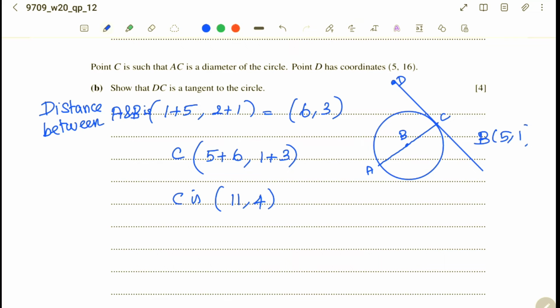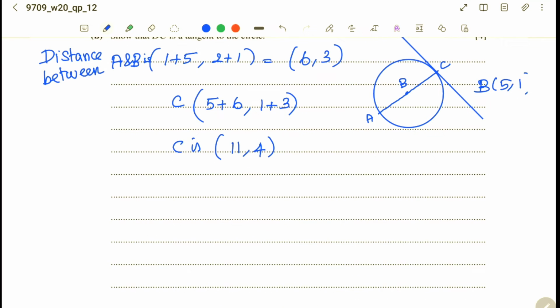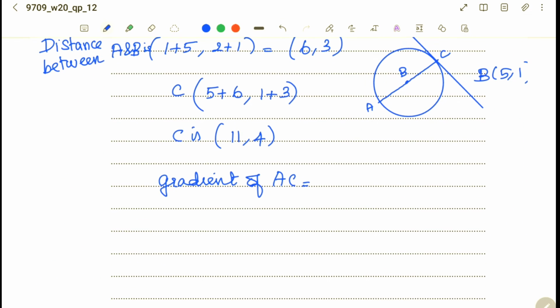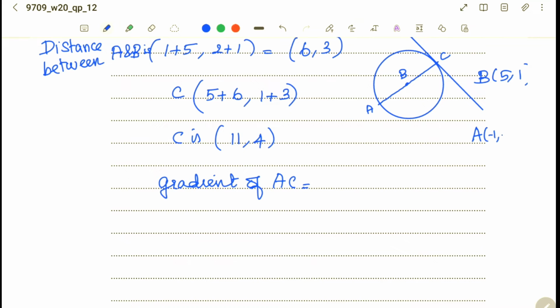So first let's find out what is the gradient of AC. A is (-1, -2), C is (11, 4). So 4 minus -2 divided by 11 minus -1, that is 6 over 12, which is nothing but 1 over 2. So this is the gradient of AC.